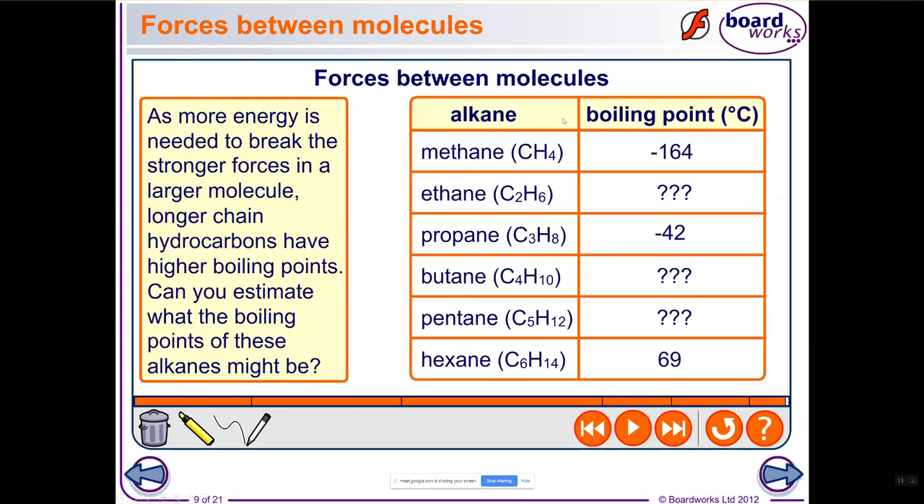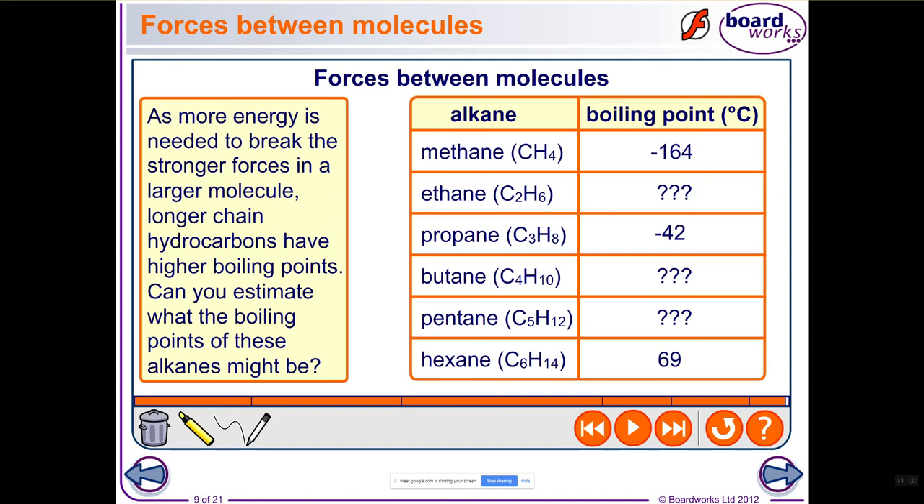So if you look at the boiling points of our alkanes, our first homologous series, methane boils at minus 164 degrees centigrade. Propane boils at minus 42. What do you think ethane boils at? Negative 110. Negative 110, yeah.